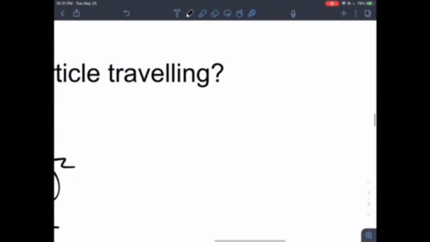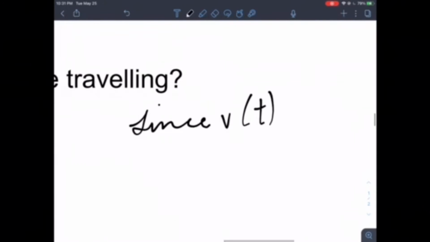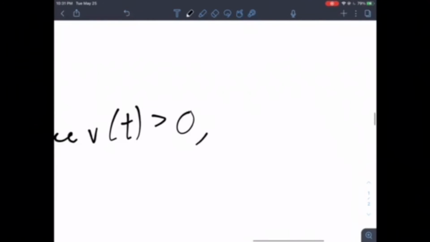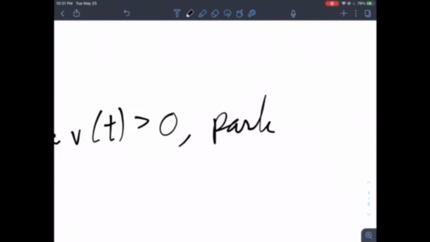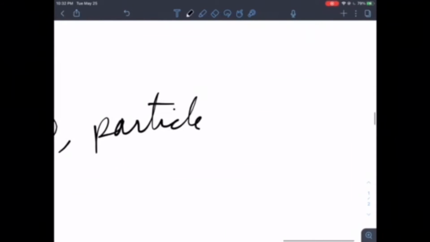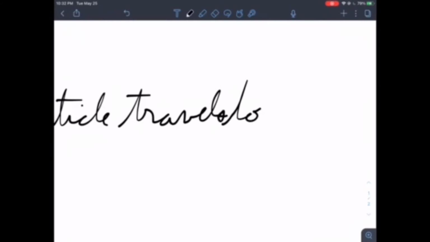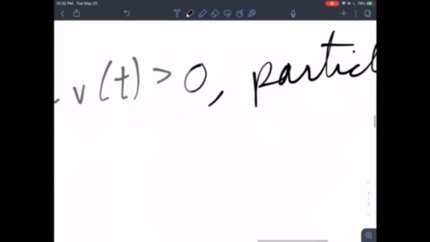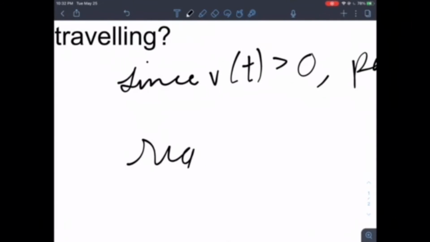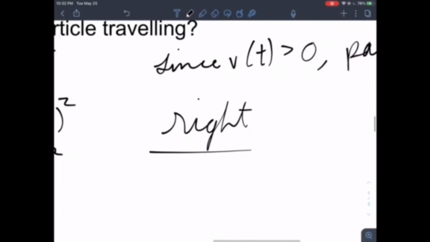In what direction is this particle traveling? Alright, so, v of 1, I didn't change that. I should change that. Let's fix that. Particle travels to the right. So this would usually be true.